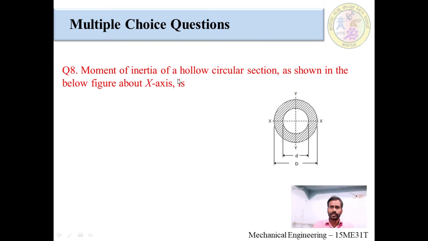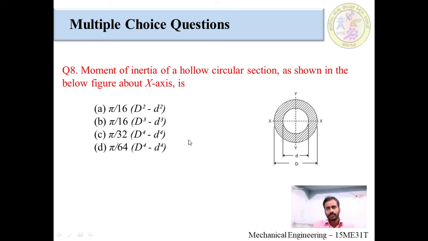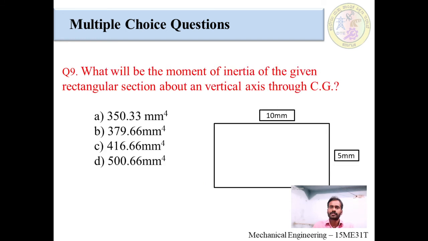Next question: moment of inertia of a hollow circular section as shown in the figure. The hollow circular section is given, the outer diameter is D and the inner diameter is small d, and you have to find the moment of inertia about the x-axis. The options are: A, pi by 64, D square minus d square; B, pi by 16, D cube minus d cube; C, pi by 32, D to the power 4 minus d to the power 4; and D, pi by 64, D to the power 4 minus d to the power 4. Mark the correct answer and we will discuss later.